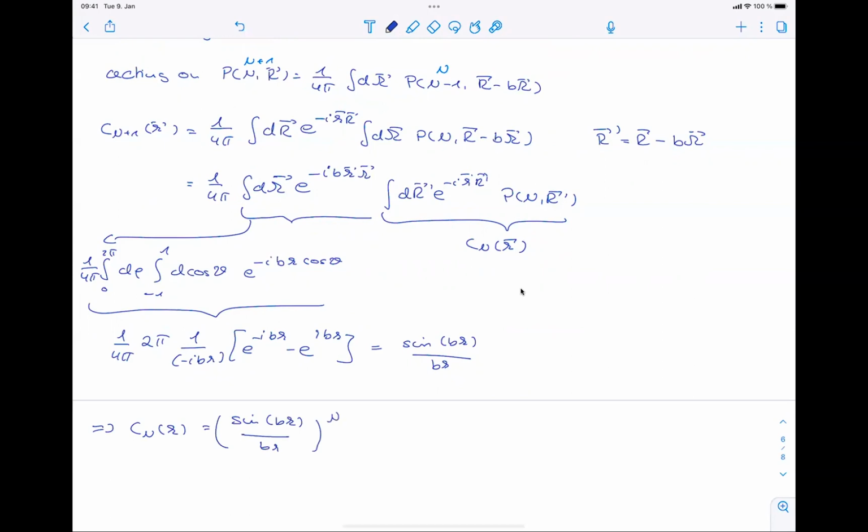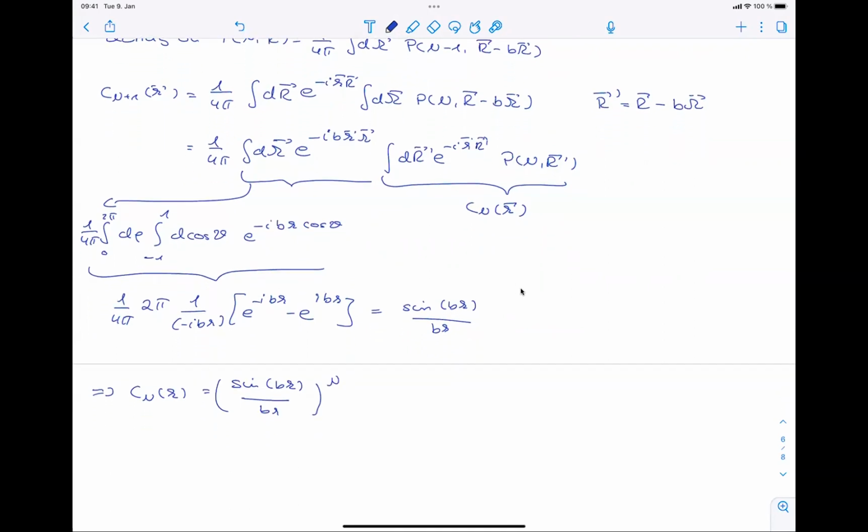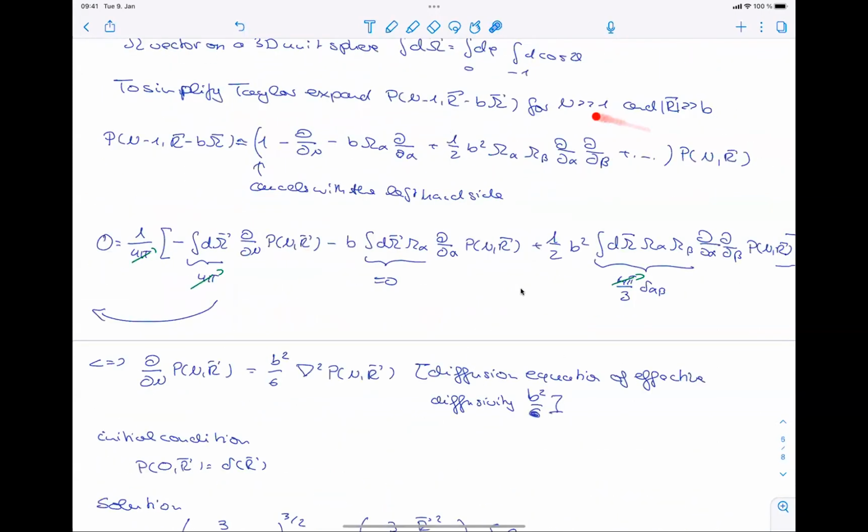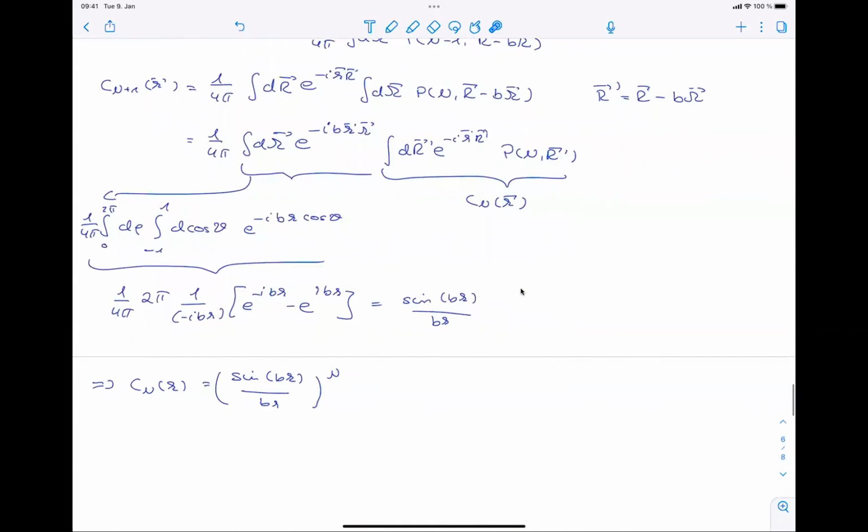Now note, with this approach of the characteristic functions, we so far did not make any approximation. And that's a difference to the approach that we had before, because what we did there was we Taylor expanded. We made an assumption on n being large and the end-to-end distance being bigger than b. So we have to keep this in mind. And the characteristic function in this case allows us really to find an exact solution for any choice of parameters. So this is the exact.